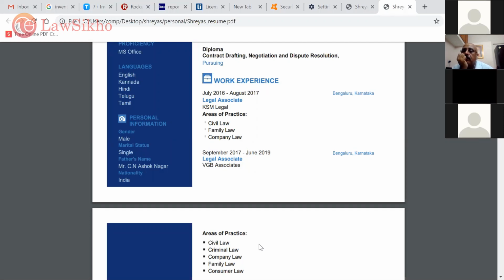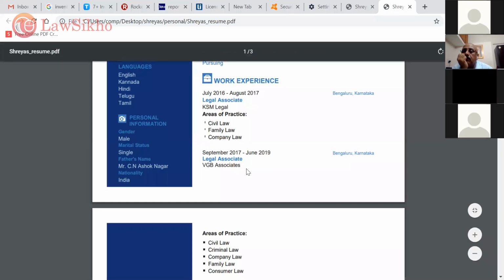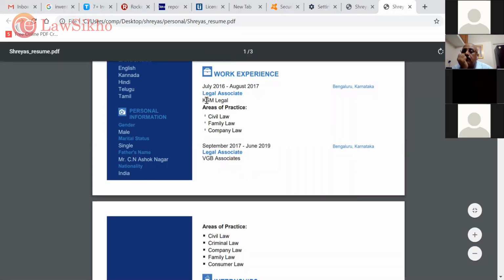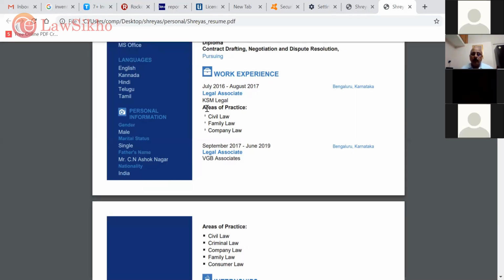Or maybe he's a fresher, only because we already do this work, but he has to be able to place you. Right now, there is a difficulty in placing where you stand, because in KSM Legal, for example, you worked on civil law, family law, company law. But can you say one thing you did and then write it in your CV? Yes, I can do it.